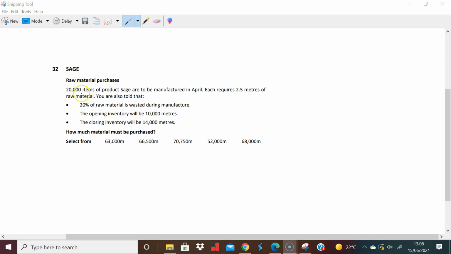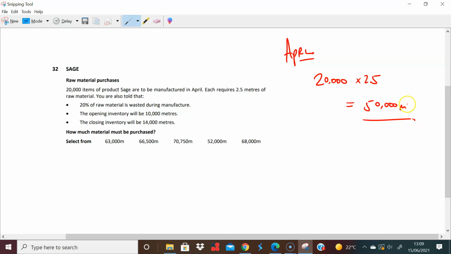So it says here that we need 20,000 good items, 20,000 fulfilled items. We need to hand over 20,000 items to the client. They must be manufactured in the month of April, and each requires 2.5 meters of raw material. So in order to fulfill this, we will need 50,000 meters, right?